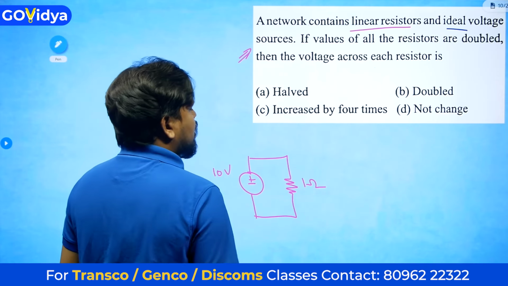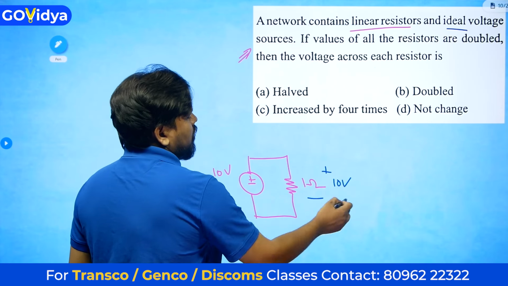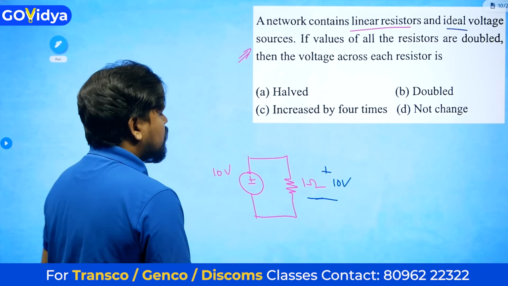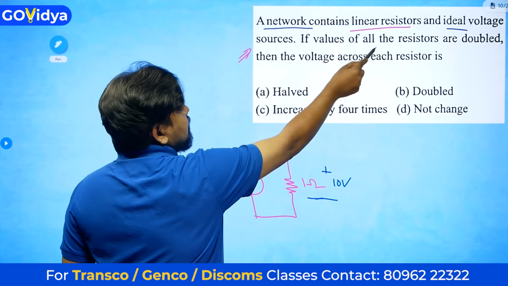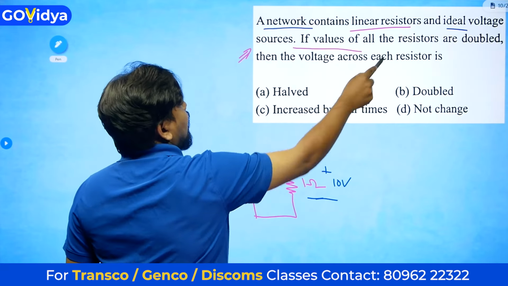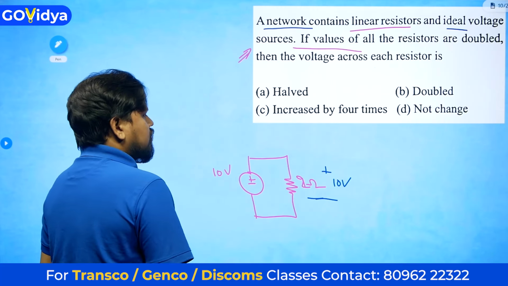So what is the voltage across this 1 ohm? It will be 10 volt. Okay, so we got 10 volt as the voltage. Whenever resistance value is doubled, a network contains linear resistors. If values of all the resistors are doubled, that means I am making it 2. So then what will happen?